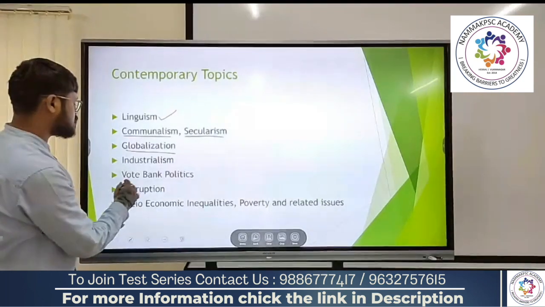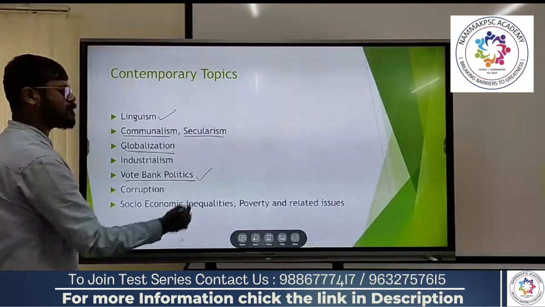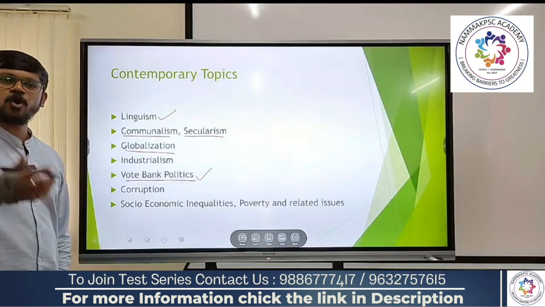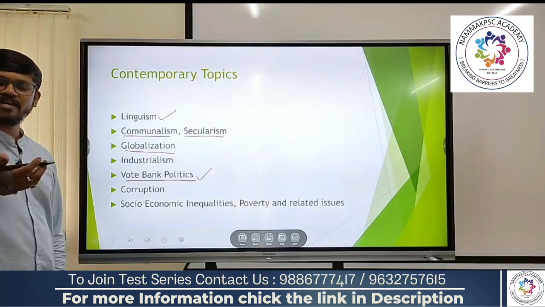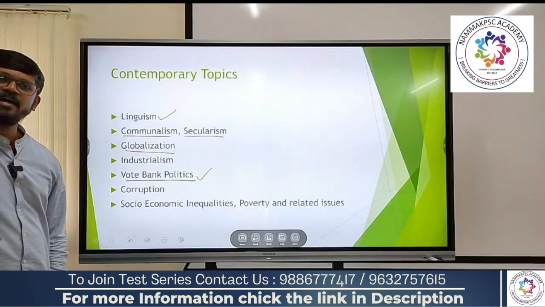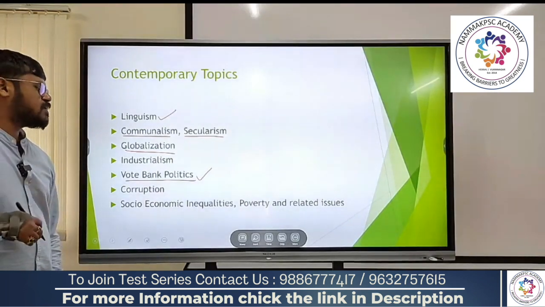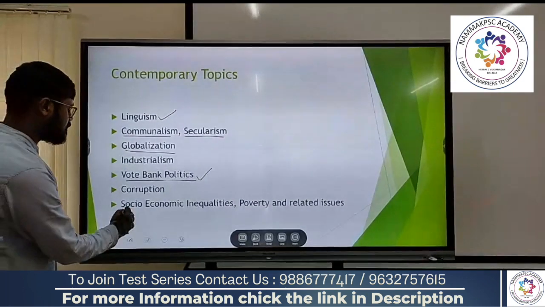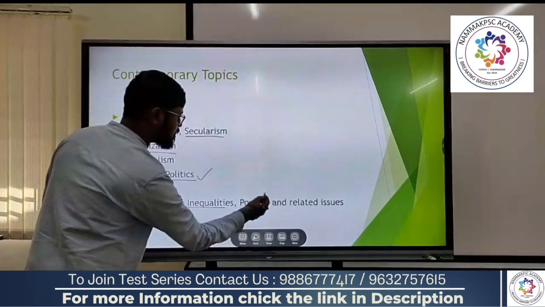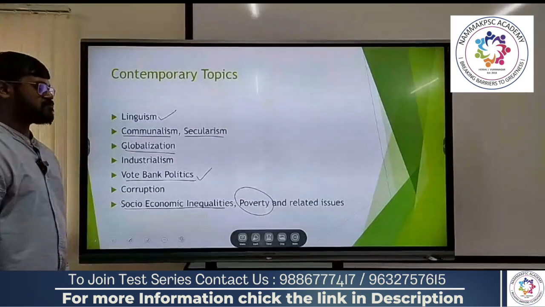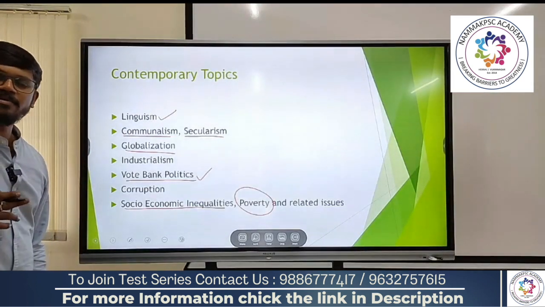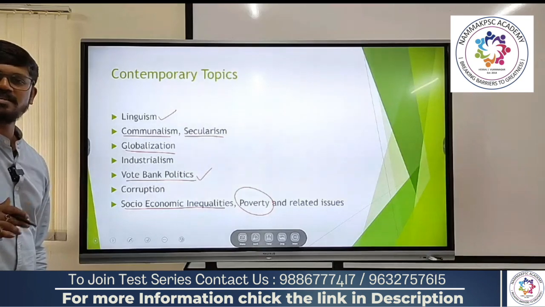Then vote bank politics, how, because of winning elections, a few political parties promise a few things which cannot be implemented, which in turn affects India as a whole in the long term, not just India, Karnataka as well. Then corruption, socio-economic inequalities, poverty and related issues. So this is again linked with your economic development as well, but the society parts we'll discuss in detail.